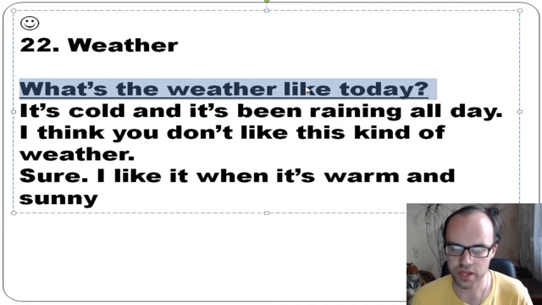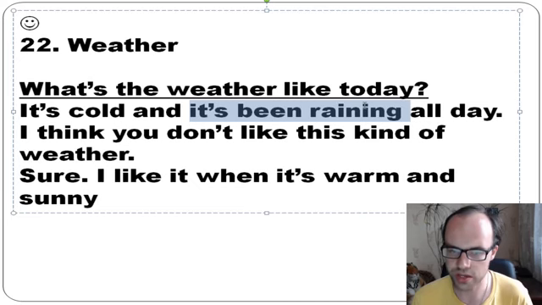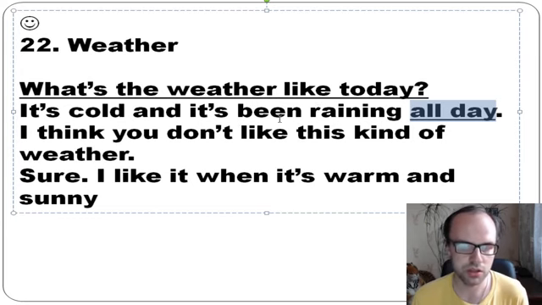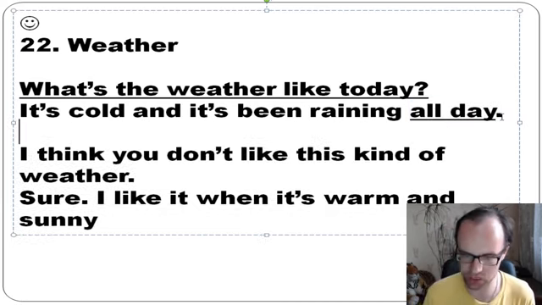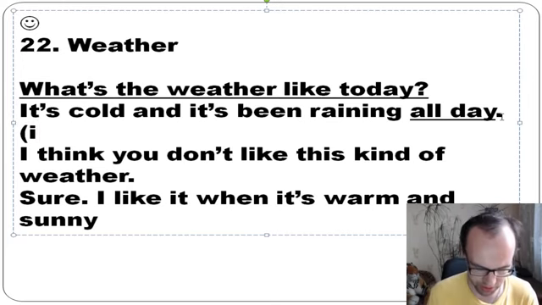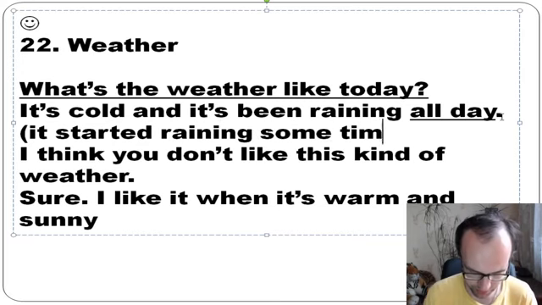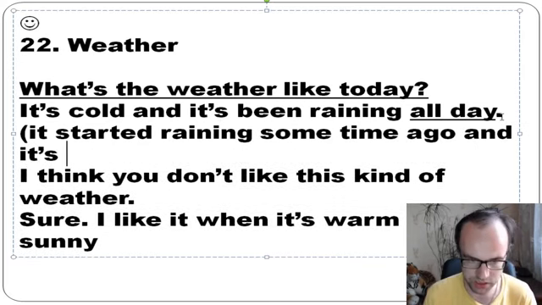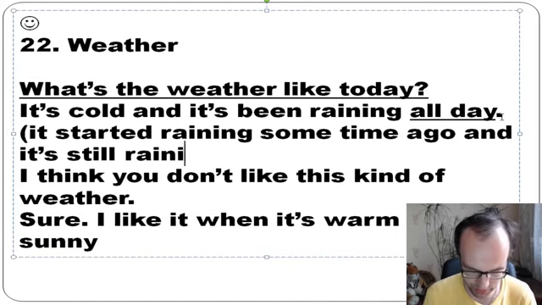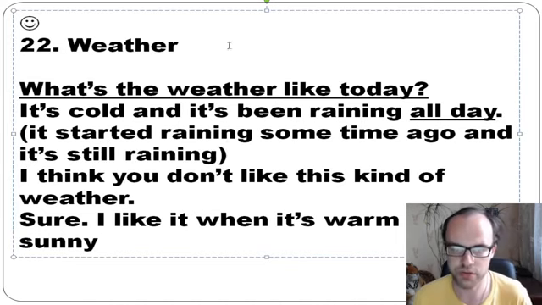It's cold and it's been raining all day. So you see, it's present perfect continuous again. Why? Because it's all day. And what does it mean? It means that it started raining some time ago and it's still raining, okay? I'll write it down because this information is extremely important. So it started raining some time ago and it's still raining. So we use present perfect continuous.